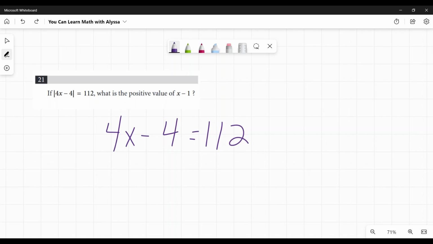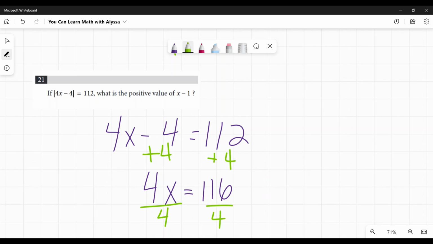Anyway, so to solve for this, 4x minus 4 equals the positive 112. I want to undo what's been done to x. First, I'm going to add 4 to both sides. And that gives me 4x is equal to 116. And then I'm going to divide both sides by 4. And when I do that, I get x is equal to 29.